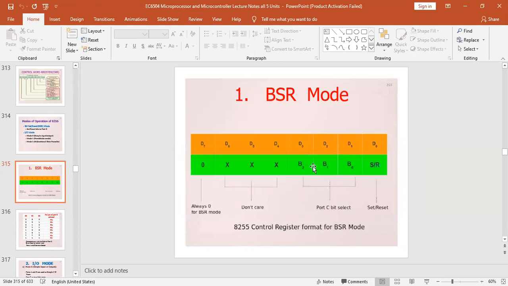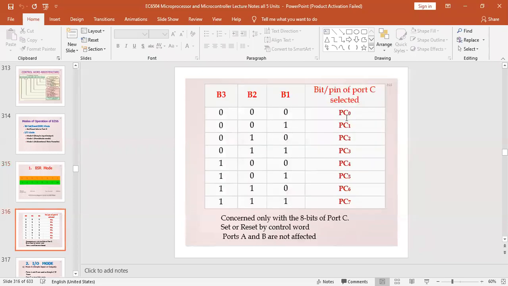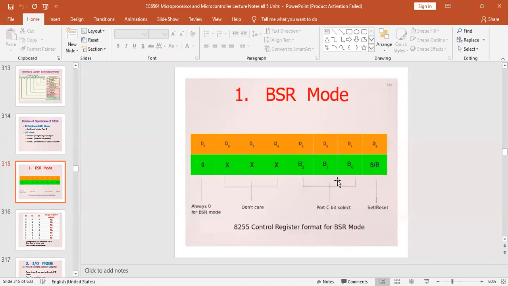If I give the value 0, 0, 0, that is B2 is 0, B1 is 0, B0 is 0, then port C0 will be selected. Likewise, 0, 0, 1 selects port C1. If the value is 1, 0, 1, then port C5 will be selected. So port C selection is done using this BSR mode. BSR means bit set reset mode.